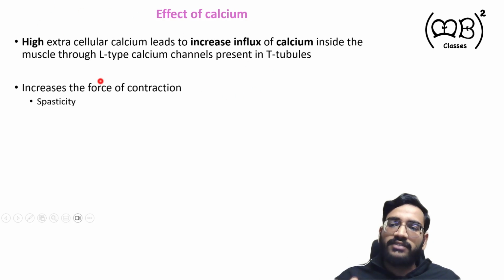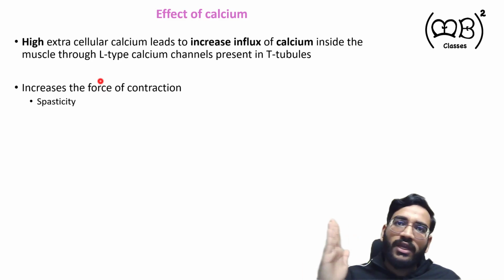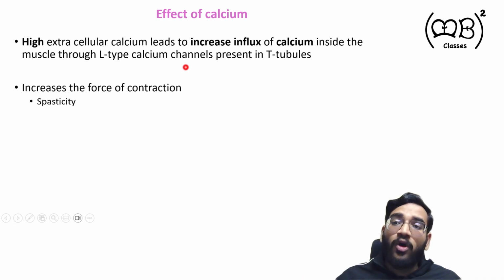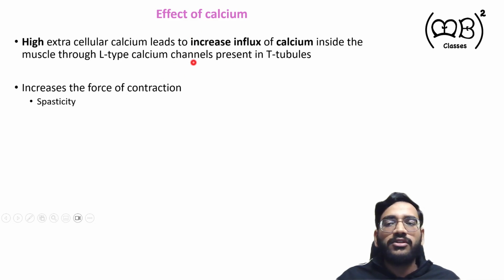If there is high extracellular calcium, what will happen? There will be increased influx of calcium inside the muscles through L-type calcium channels present in the T tubules because of the concentration gradient. As we know, excitation contraction coupling in the cardiac muscle is mainly dependent on the calcium present in the extracellular fluid, because the sarcoplasmic reticulum of the cardiac muscle is not that well developed. So increased influx of calcium from the extracellular space will lead to an increase in the force of contraction and can even lead to spasticity. This is the effect of calcium.